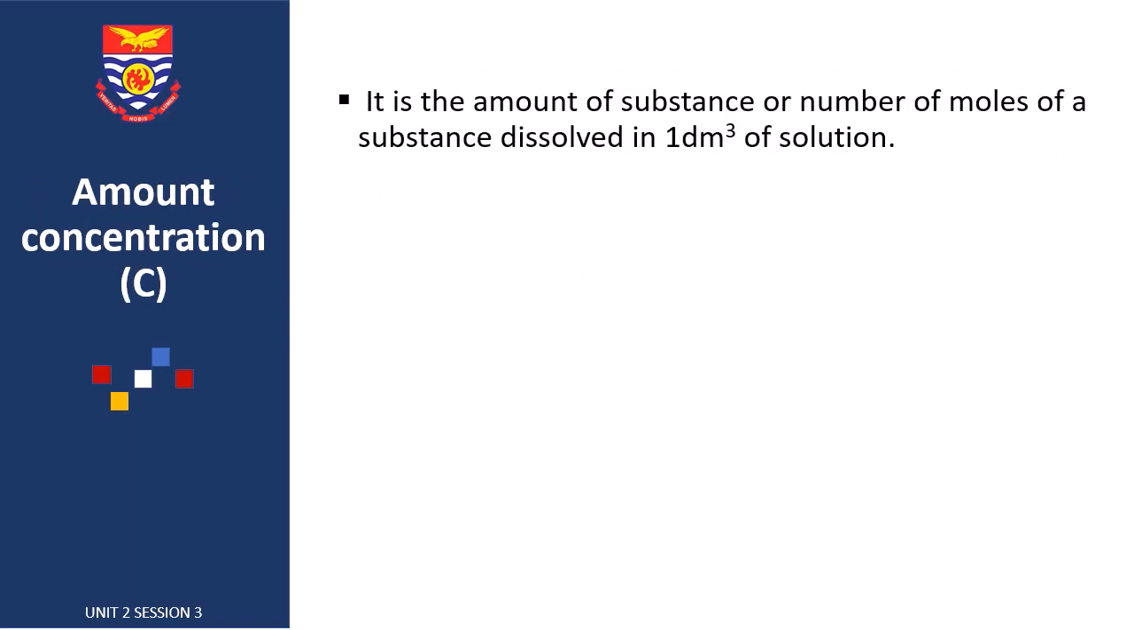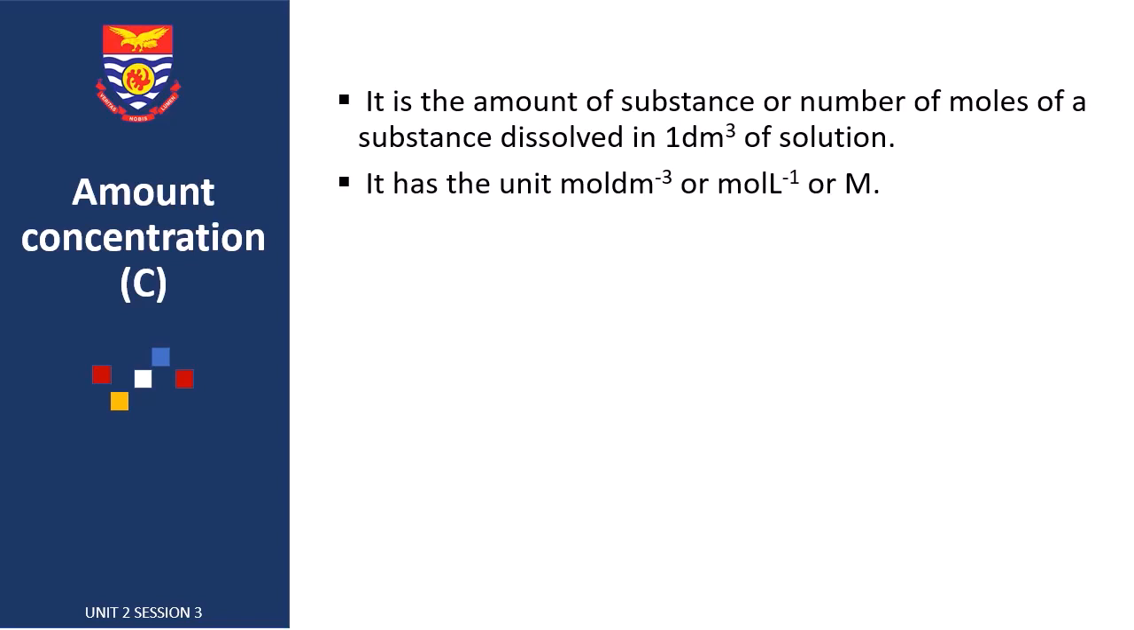With the amount concentration, we are expressing the mass in terms of moles, and then we are dissolving in 1 dm cube of a solution. This means that whenever we are talking about amount concentration, we want to see moles and cubic decimeters. So if your volume is in cubic centimeters, you have to convert it into cubic decimeters. And if the solute is expressed in grams or any other unit, you would have to convert it into moles. Then you can find your amount concentration.